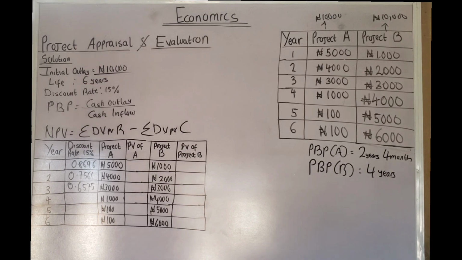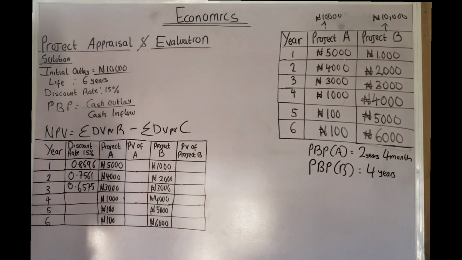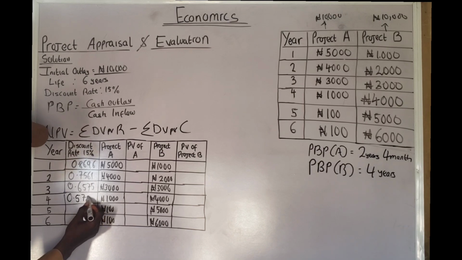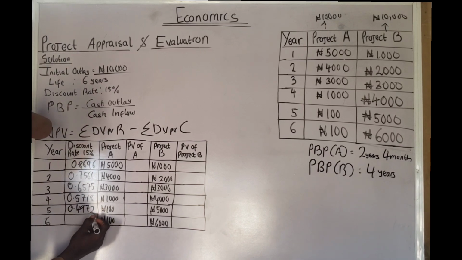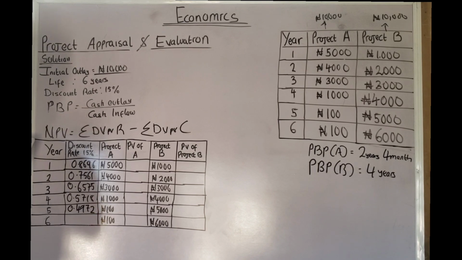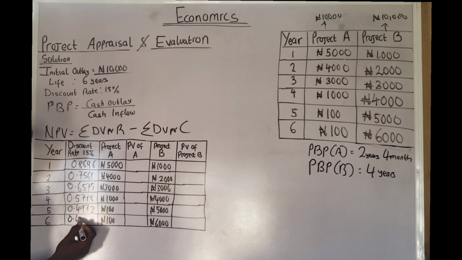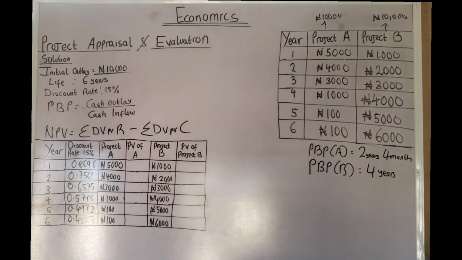Do you understand? So the fourth year will be 0.5718, and the fifth year will be 0.4972, and the sixth year will be 0.4323. You understand? So that is the discount rate at 15% from year 1 to year 6.